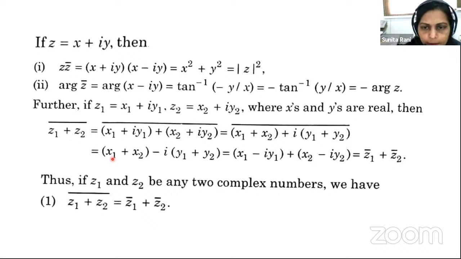After simplification, make complex numbers: combine the term x1 with minus iota y1, and the second term x2 minus iota y2. This term is z1 bar, this is z2 bar. So we can say that the conjugate of z1 plus z2 is equal to z1 bar plus z2 bar. The conjugate of the sum of two complex numbers is equal to the sum of the conjugates of the complex numbers.